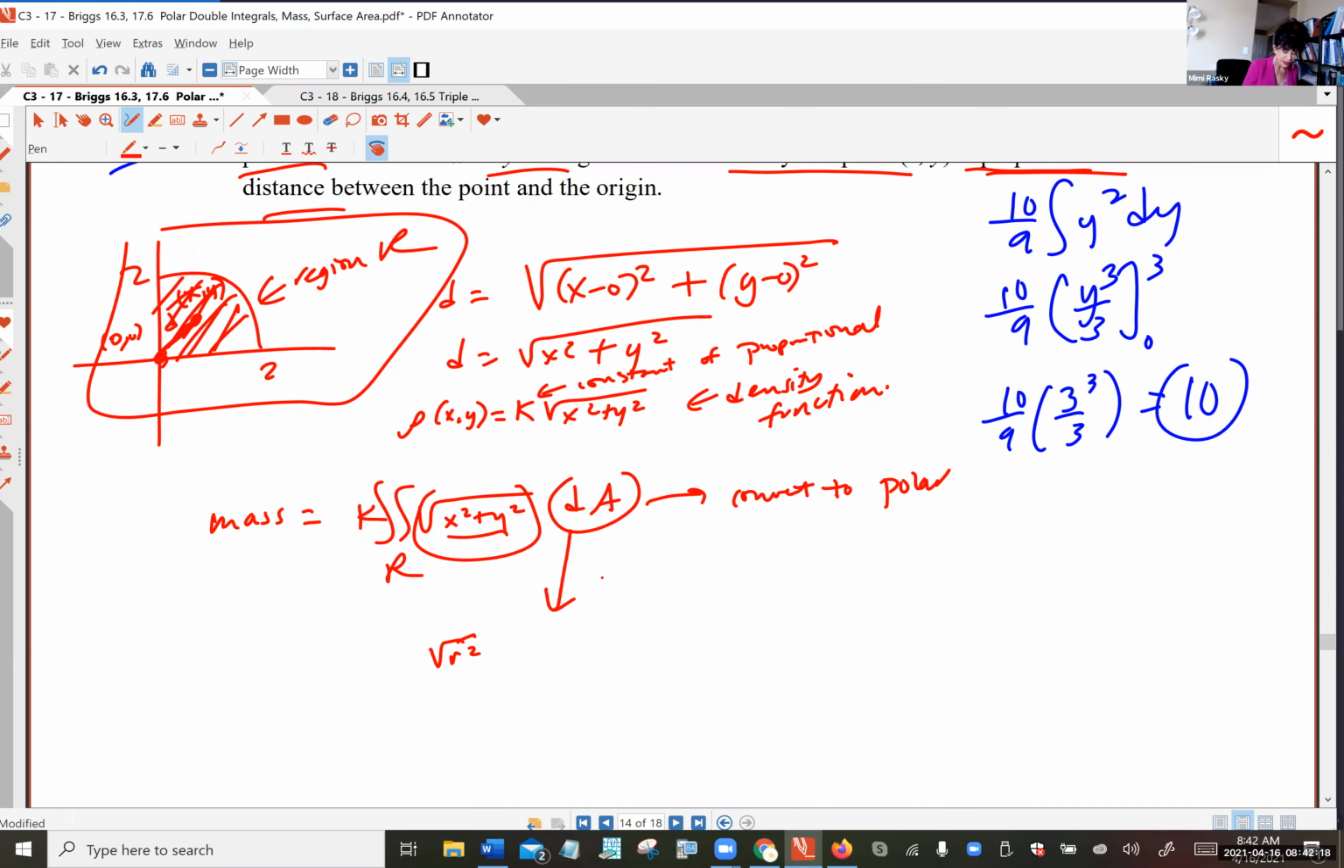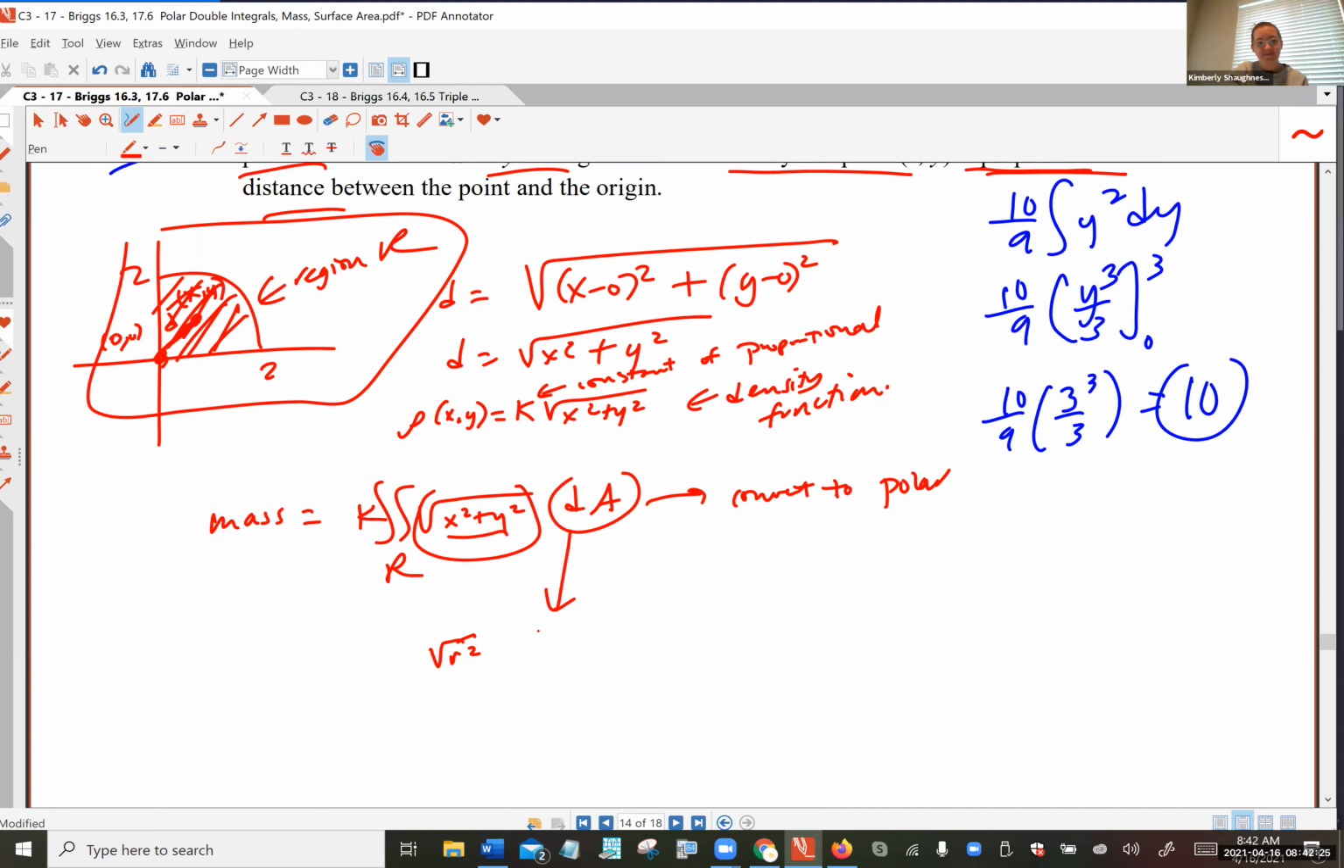The area element for polar is what? R dr d theta. And then the region, this region here has r blossoming between 0 and 2. Remember r always starts here at the pole and it kind of works its way out. And then theta is only going between 0 and pi halves since it's in that first quadrant.